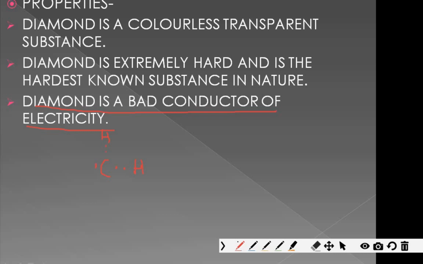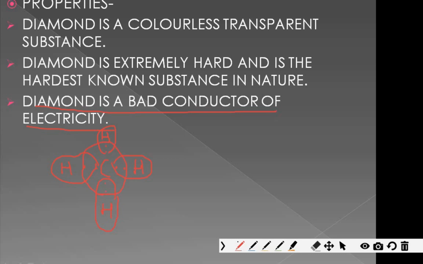Sharing of electrons takes place. That's why covalent bonds have no free electrons, so it does not give the ability of charge movement in itself.